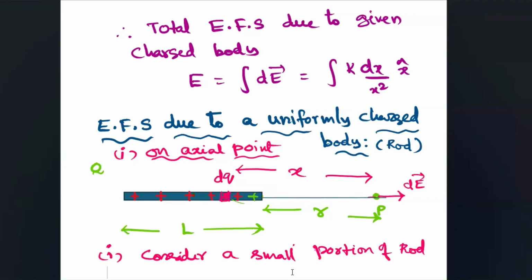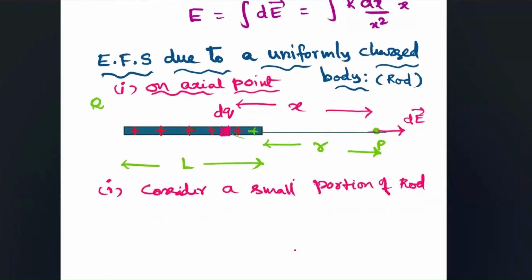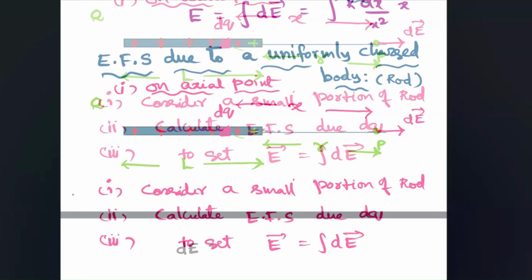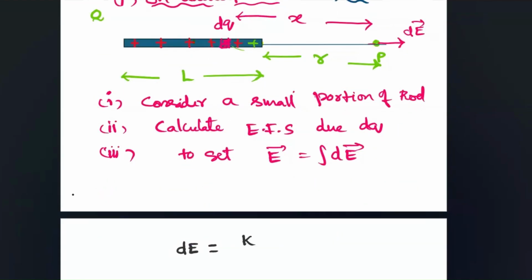What is step 2? Calculate the electric field strength due to that small charge dq. What is the third step? To get the total value, to get E bar, simply integrate that dE bar. That's all. dE equal to how much? K into the charge dq, at a distance x, so x square.